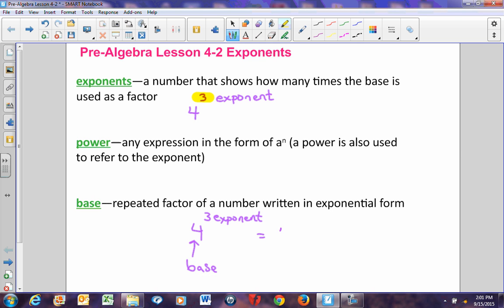And it means 4 times 4 times 4. It doesn't mean 4 times 3. It means 4 times 4 times 4. 4 times 4 is 16. 16 times 4 is 64.